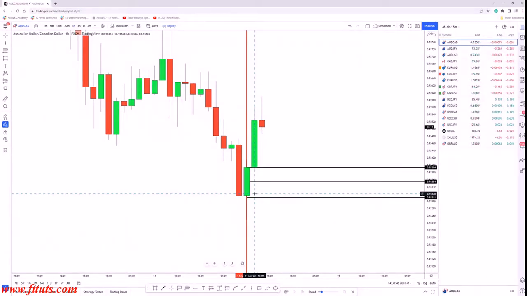Then the Aussie was weak, CAD was strong. CAD was strong, then Aussie was weak. But the chart formed a green candle, so can we still take a buy? Yeah, because the candle closed green. The market sentiment is showing CAD was strong. Yeah, market sentiment is showing CAD was strong.